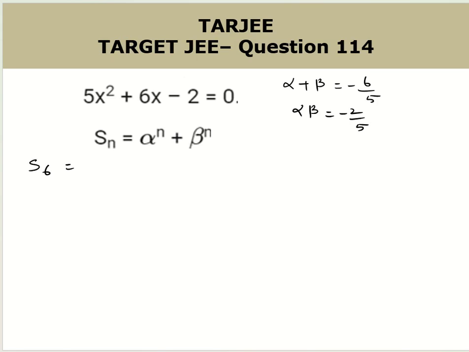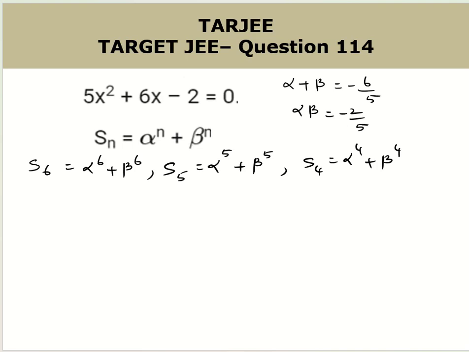So you know S6 is equal to alpha power 6 plus beta power 6. S5 is equal to alpha power 5 plus beta power 5. And S4 is equal to alpha power 4 plus beta power 4. You can see that S6 is of degree 6, S5 is of degree 5. Finding out the roots of this equation and then finding out alpha power 5 plus beta power 5 is difficult because the roots are irrational, so it is difficult to compute. So we should somehow look at the degrees of different terms, namely S6 is of degree 6, S5 is of degree 5, S4 is of degree 4.